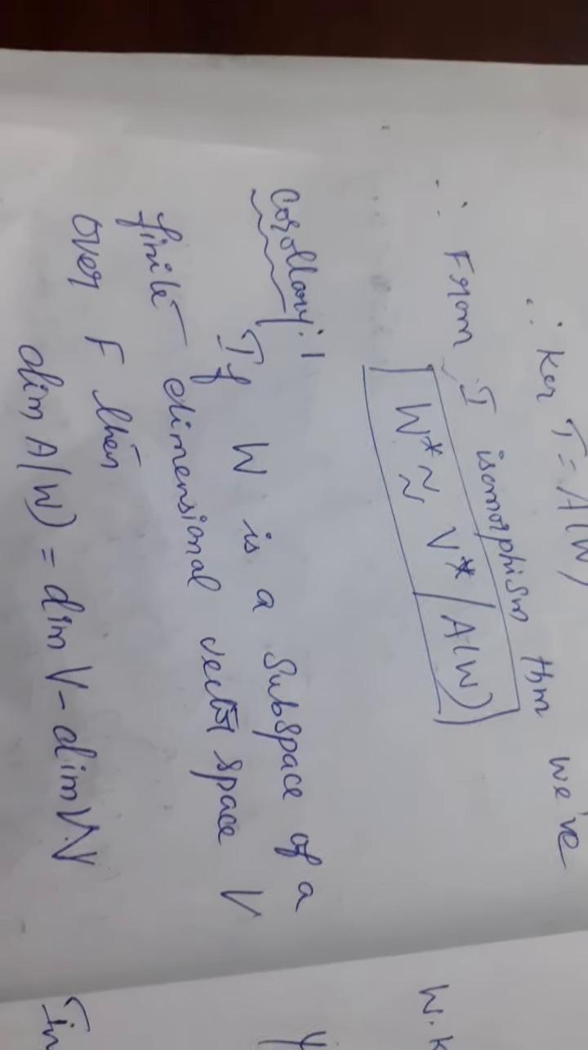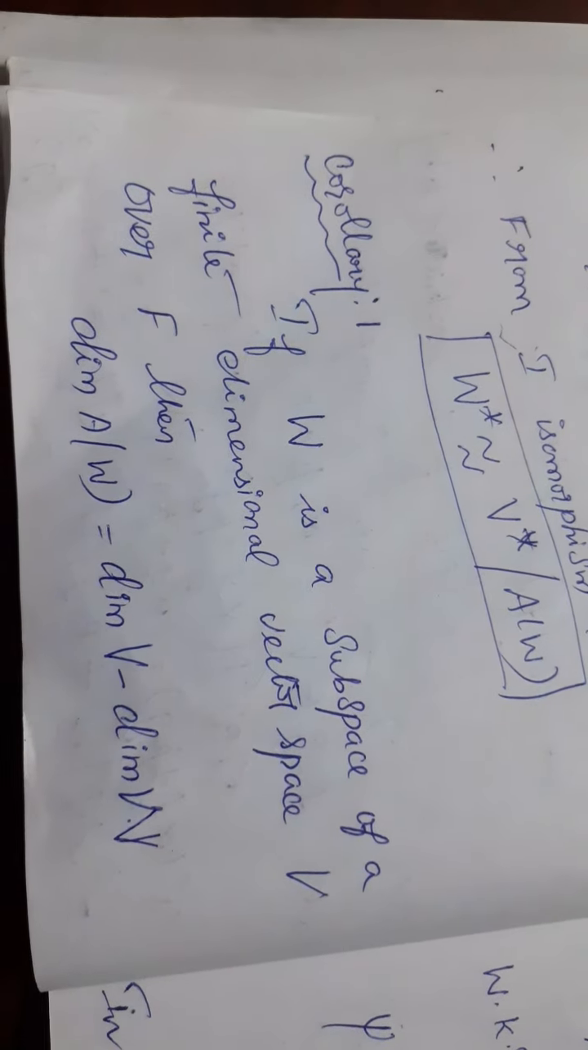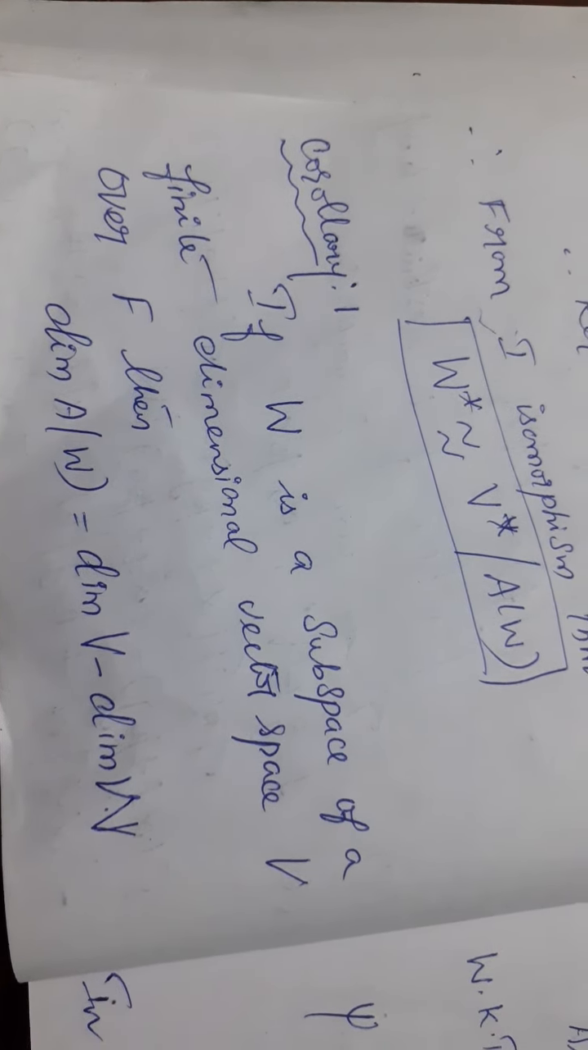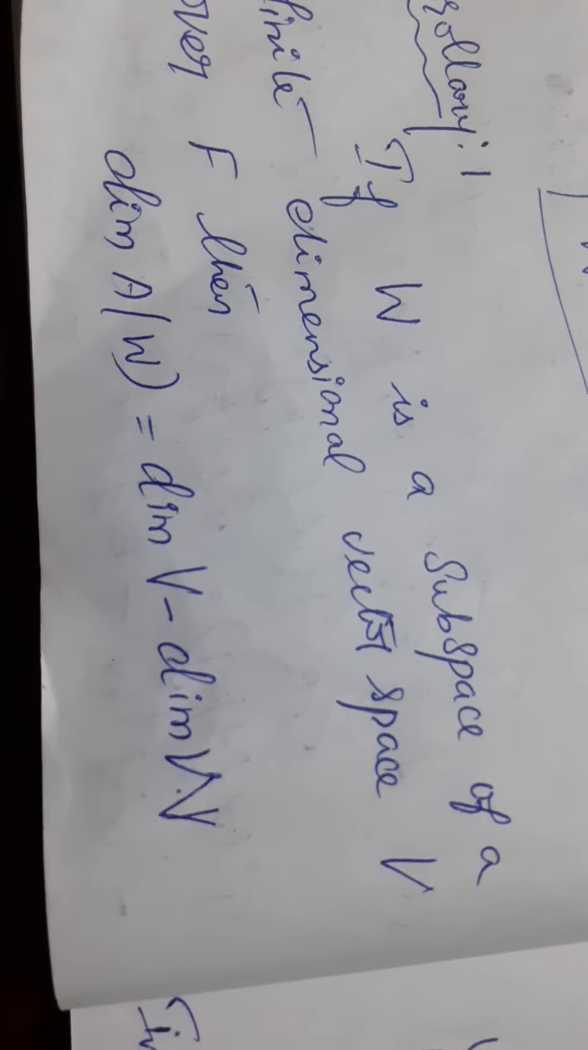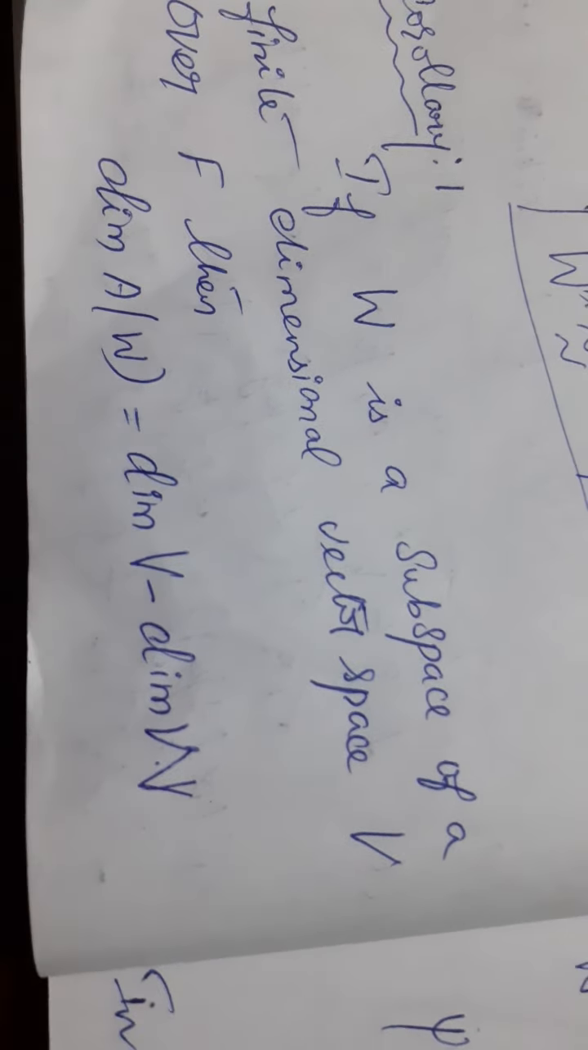The next one is the corollary. If W is a subspace of a finite dimensional vector space V over F, then we are going to prove the dimension of the annihilator is equal to the dimension of the vector space V minus the dimension of W.